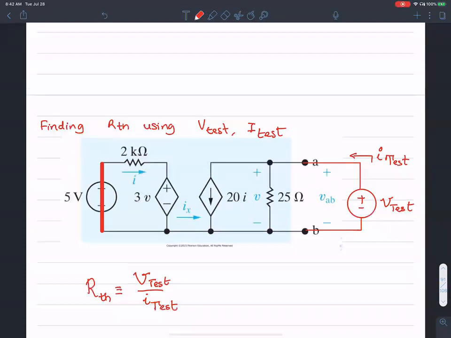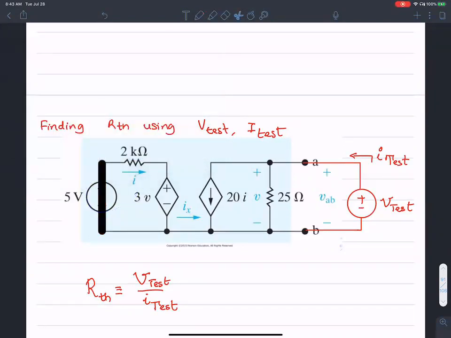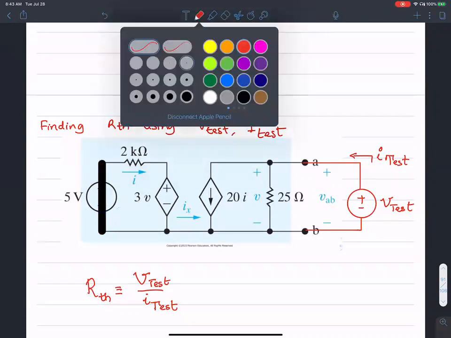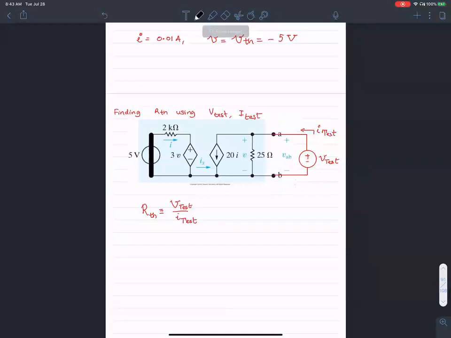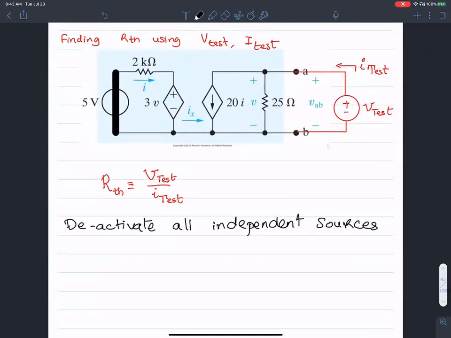In order to do that, notice that on the extreme left here, I started by deactivating, or short circuiting, the voltage source here. So the first step is to deactivate all independent voltage sources and current sources. I deactivated all the independent sources.